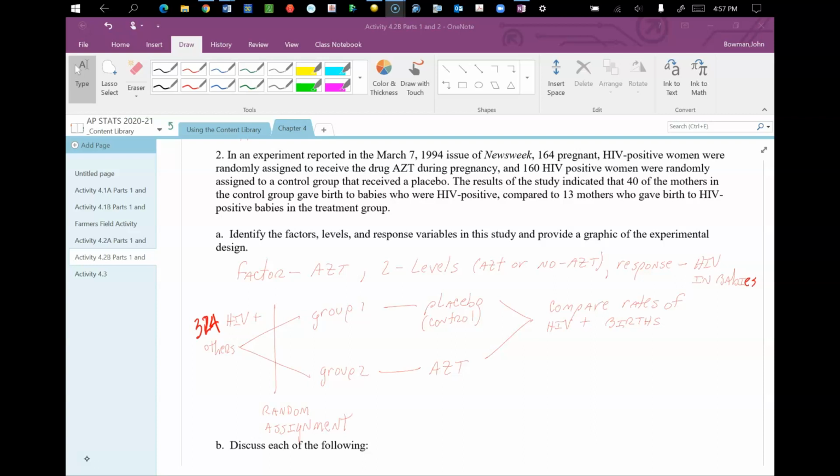The 324 HIV positive mothers were randomly assigned into one of two groups, either the placebo or the control group. Sorry, the placebo/control group or the AZT group. The treatments were applied for some period of time, and then a comparison was made between the number of babies that were born HIV positive for the two groups.